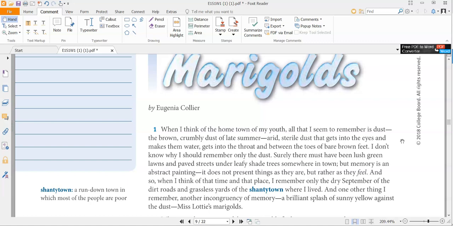Surely there must have been lush green lawns and paved streets under leafy shade trees somewhere in town. But memory is an abstract painting. It does not present things as they are, but rather as they feel. And so, when I think of that time and that place, I remember only the dry September of the dirt roads and grassless yards of the shanty town where I lived. And one other thing I remember, another incongruency of memory, a brilliant splash of sunny yellow against the dust.